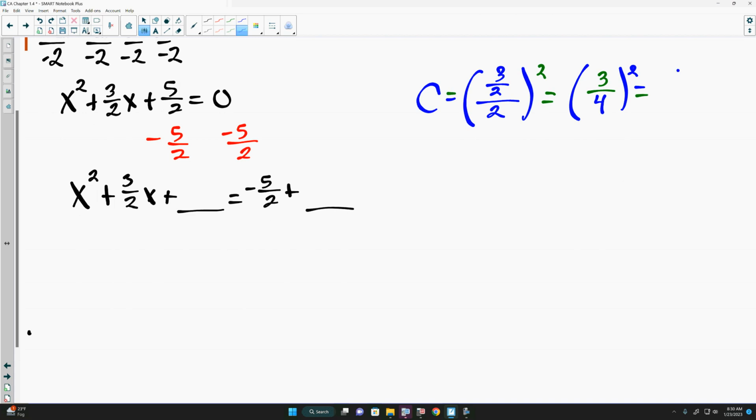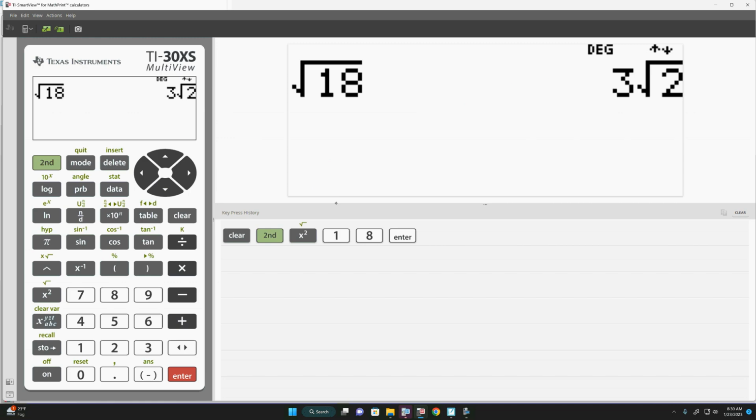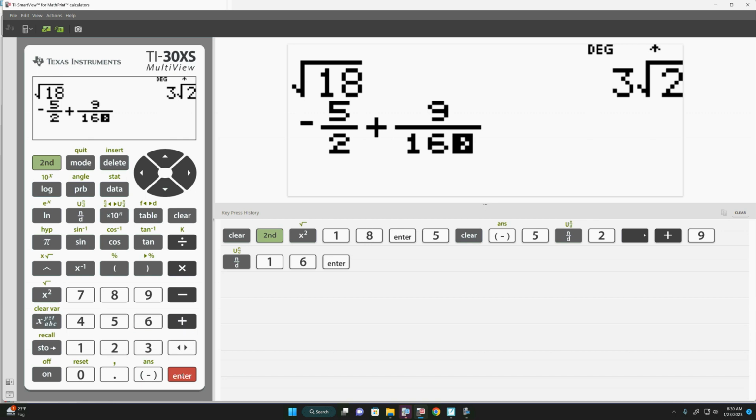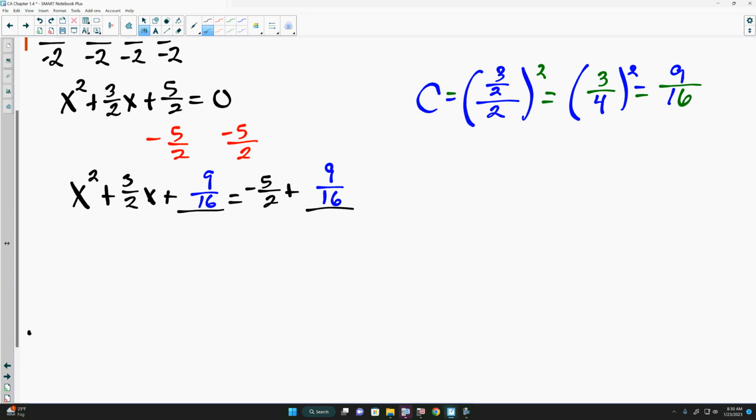And 3/4 squared, well, 3 squared is 9, 4 squared is 16. Lovely. Negative 5/2 plus 9/16 is negative 31/16. Now that's halfway nice because 31 is not a perfect square, but 16 is, so the denominator will simplify.